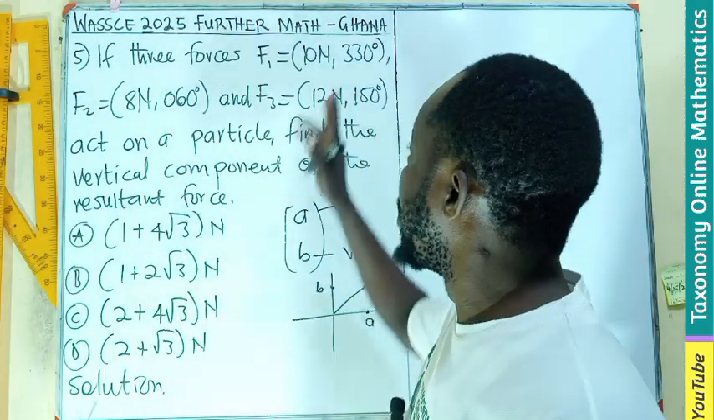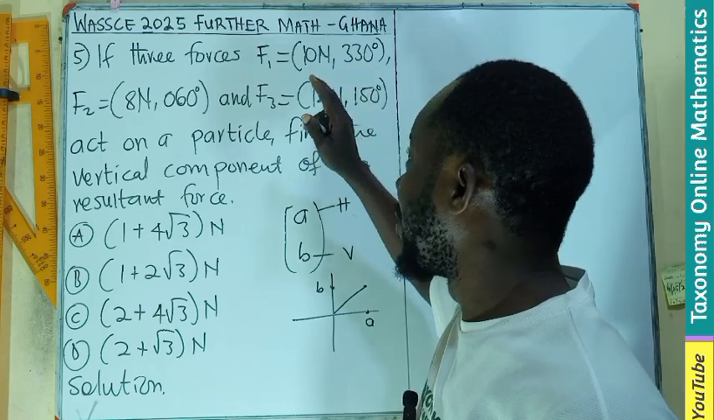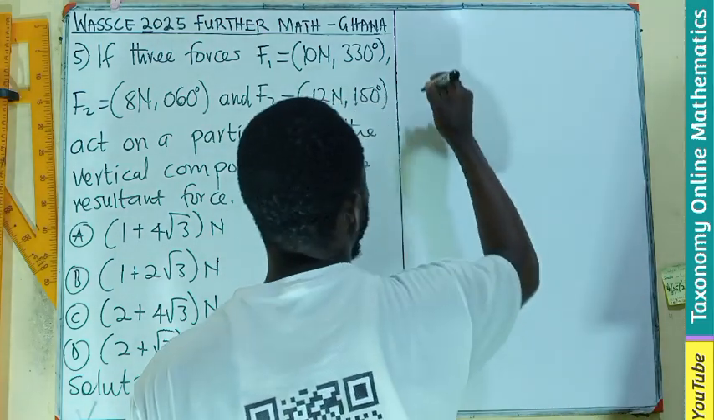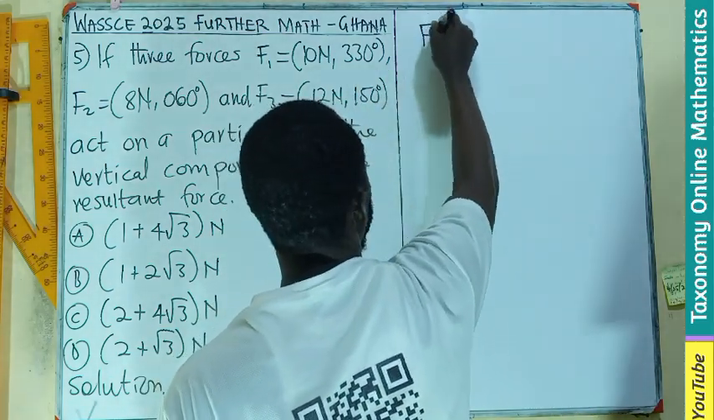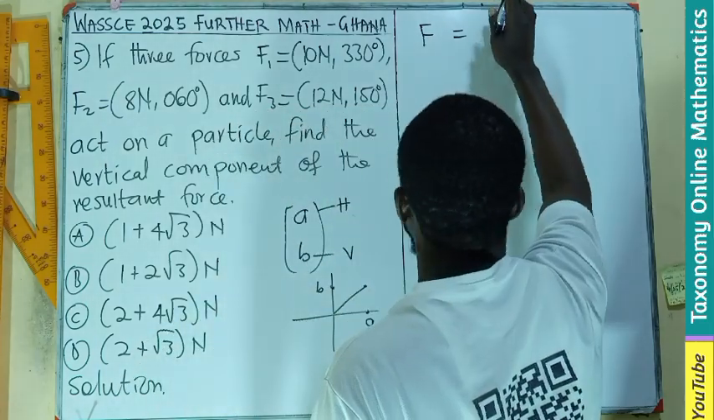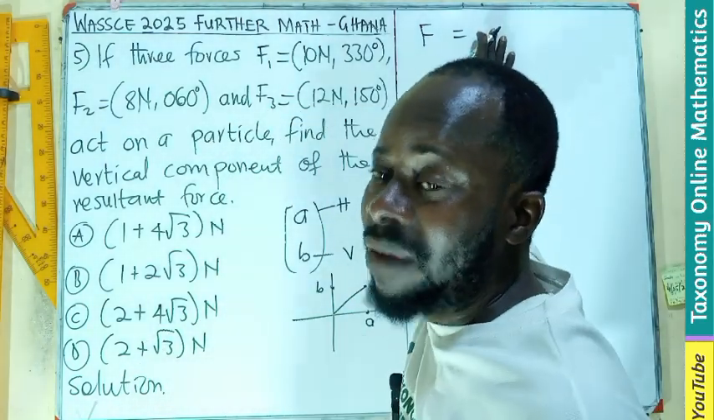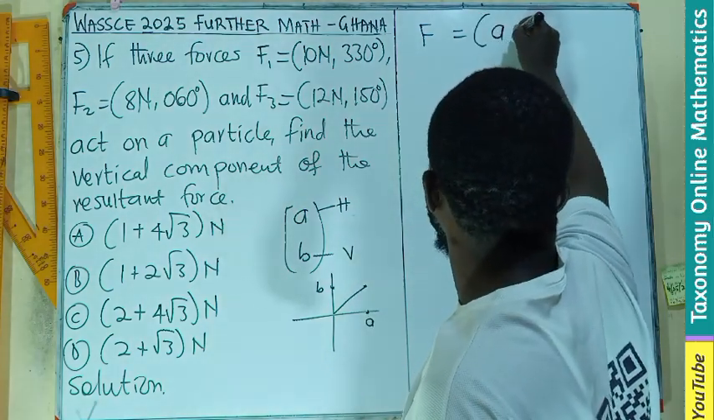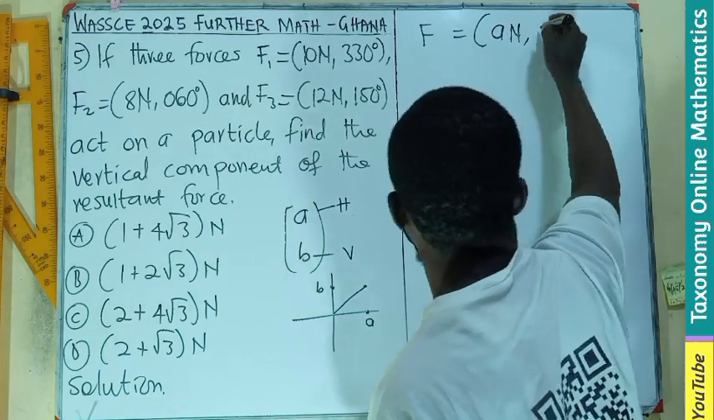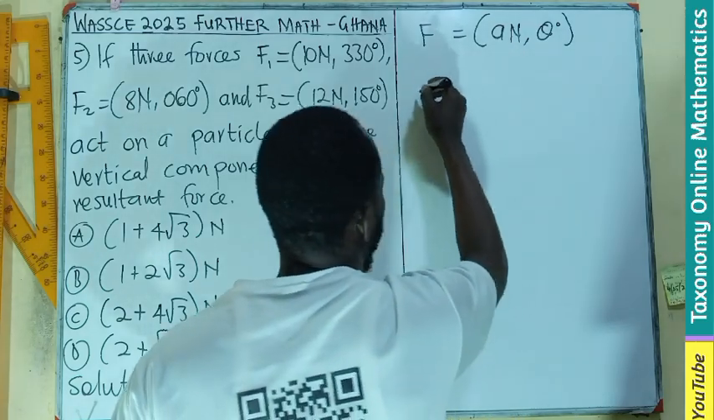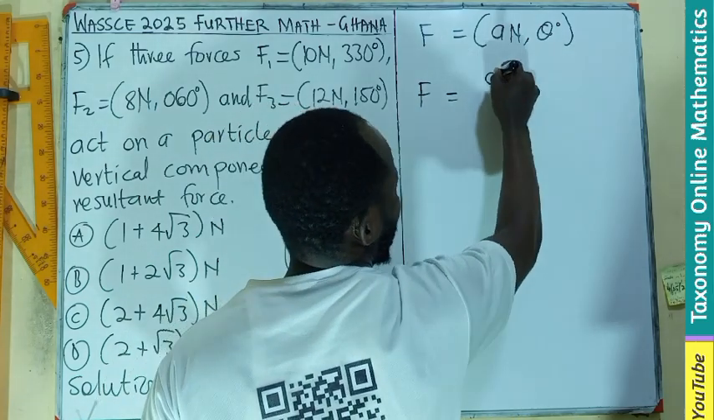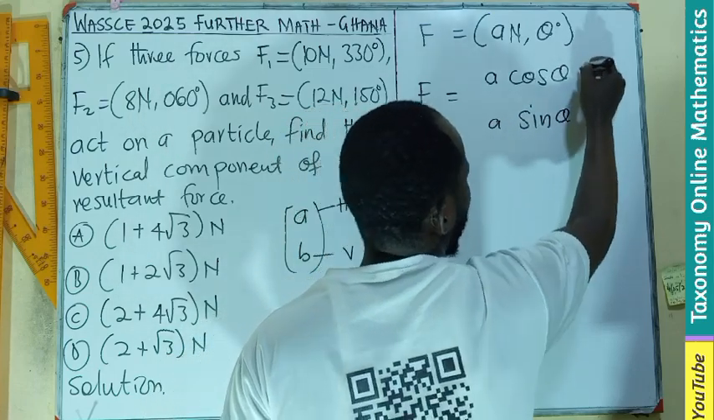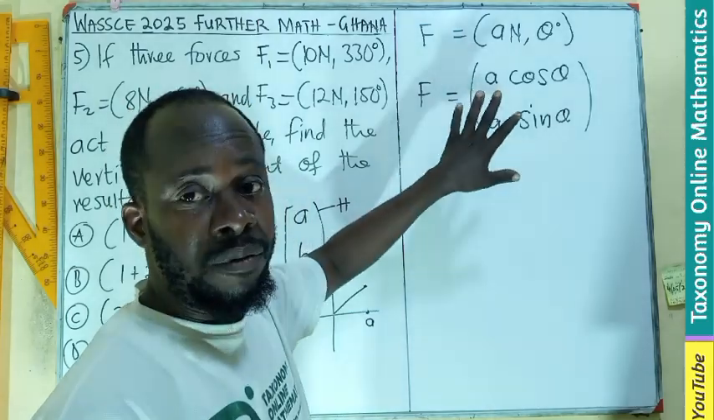The accurate way of resolving the magnitude and direction form of a force into the vector component form is this: if I have a force, with a magnitude that could be any value, let's use A, say the force is A newtons at theta degrees. That force resolved is going to be A cos theta, A sin theta. So we are going to make use of this in the convention.